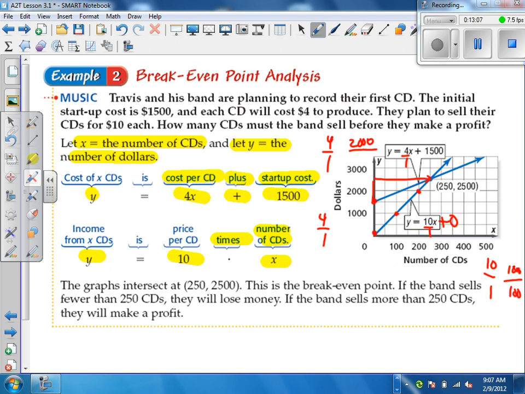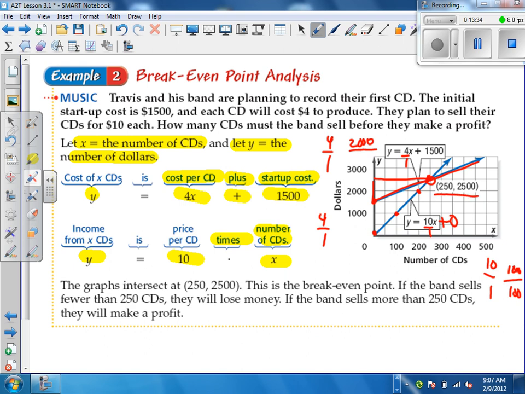They're really running that many. So that's the slope. It would be rising 4, running 1. But again, it's hard to see that when you're looking at that. But that would be this line right here. And notice the intersection point is at 250. Actually, you're running 250. So the intersection point is at 250, 2,500.